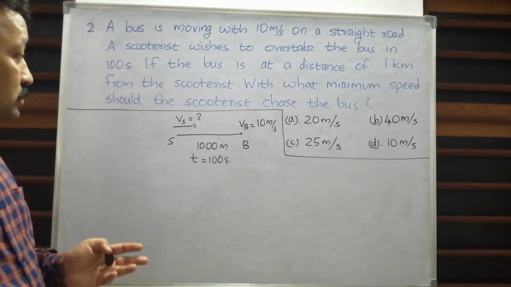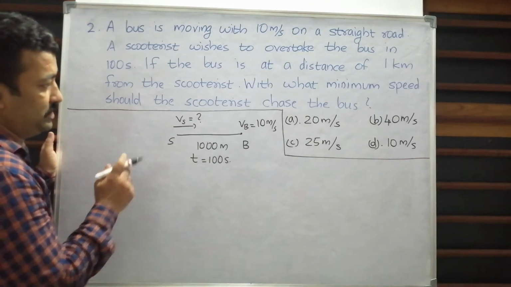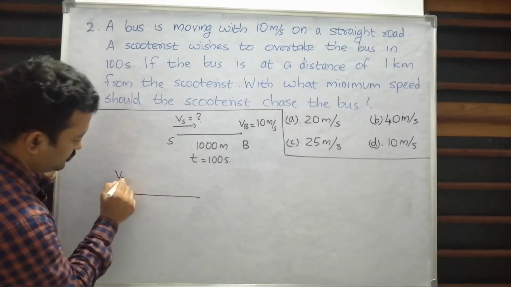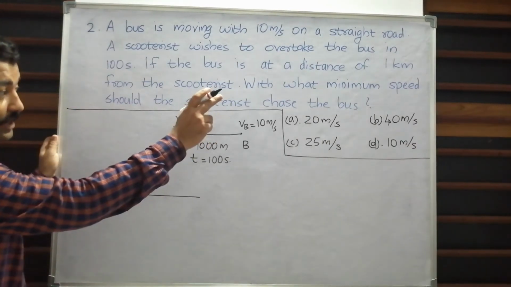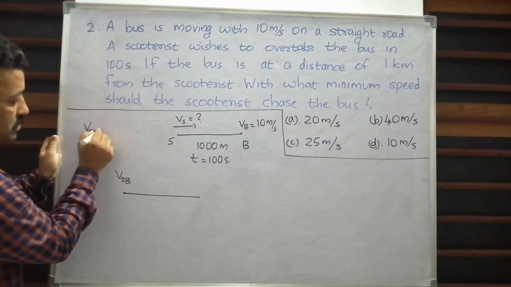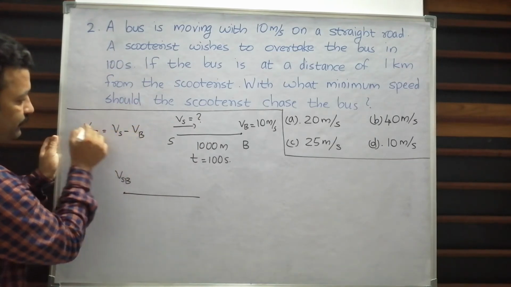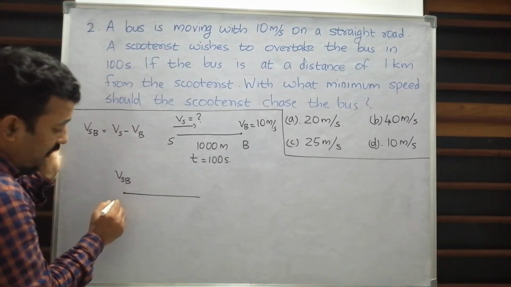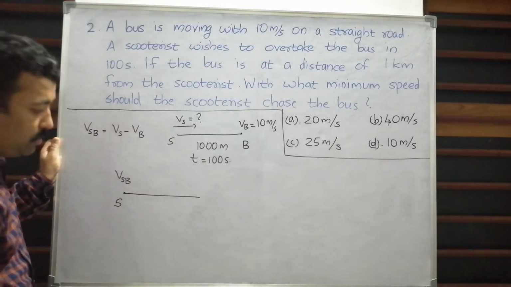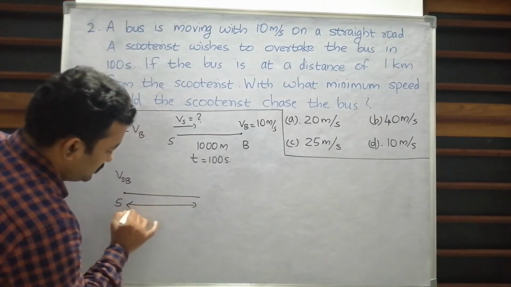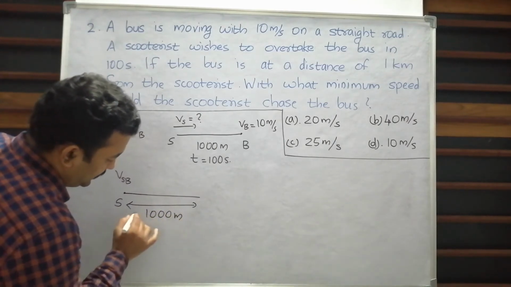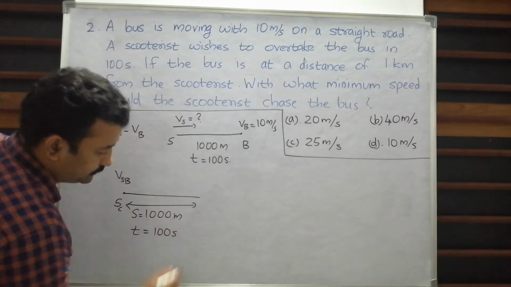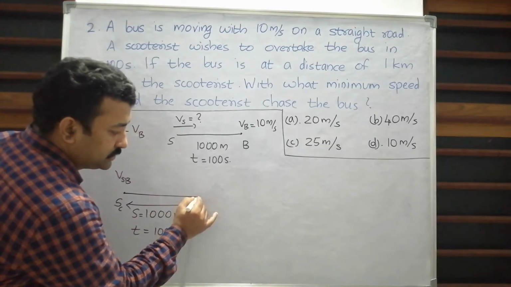So if I take VSB, that means the scooterist's velocity with respect to the bus. They are in the same direction, so VSB will be equal to what? Vs minus Vb. Velocity of the scooterist with respect to the bus will be equal to Vs minus Vb. If that is the velocity with which the scooterist is moving, how much distance does he want to cover? He wants to cover 1000 meters in a time of t equal to 100 seconds.